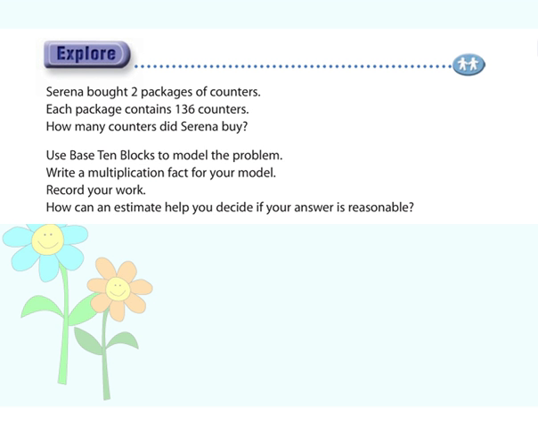So Serena bought 2 packages of counters. Each package contains 136 counters. How many counters did Serena buy? Well, this is a 3-digit number, and you're multiplying by a single-digit number. So what you're trying to figure out is 136 times 2.